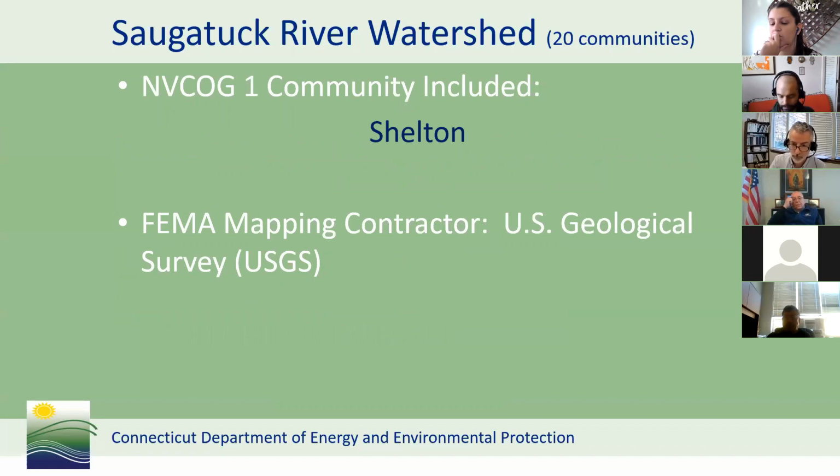So, Saugatuck River Watershed. Again, they're looking at a watershed that comprises 20 communities. However, there's only one community in the Naugatuck Valley region that's affected. That's Shelton. So if you're Shelton, it's only you for this one little watershed. Your contractor is the USGS. Lucky you, because they're pretty good.